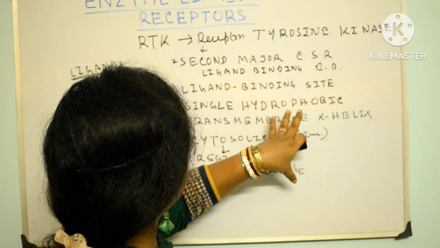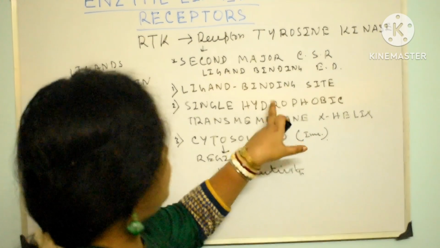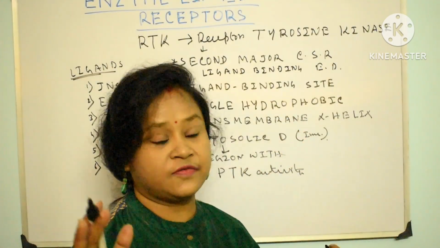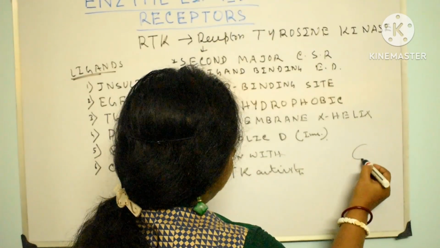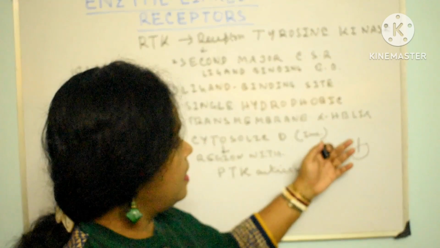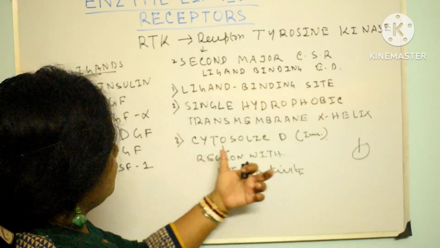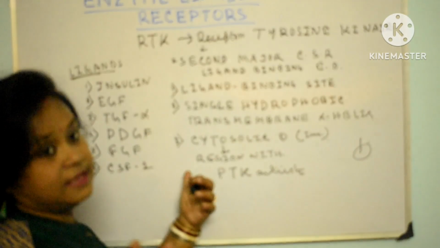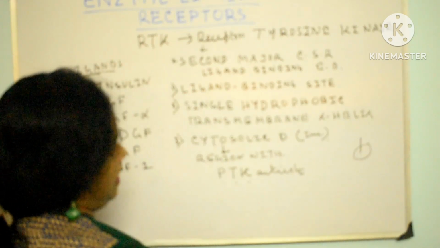Ligand binding site, single hydrophobic transmembrane alpha helix. Hydrophobic means it rejects water. Transmembrane means it spans the membrane, some part outside the membrane and some inside in the cytosol. And the cytosolic domain, which is the inner side, has a region with protein tyrosine kinase activity.